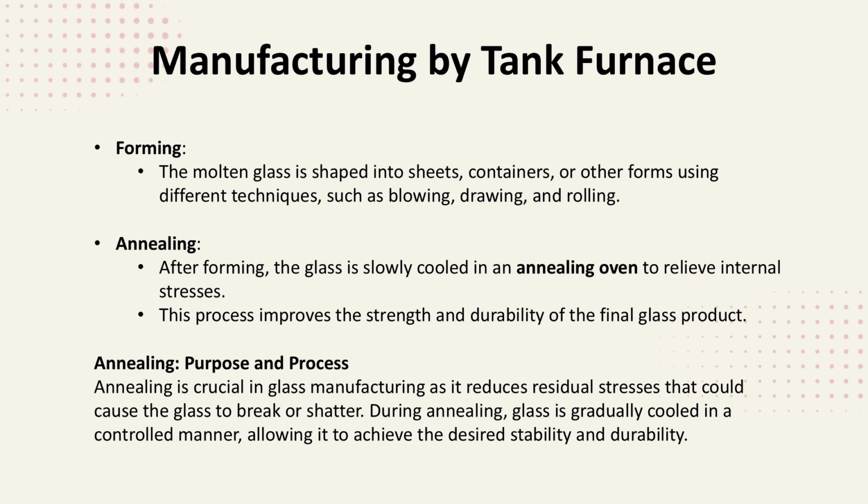Forming. Techniques such as blowing, drawing, and rolling shape the molten glass into sheets, containers, or custom forms. Annealing. After forming, the glass is gradually cooled in an annealing oven. This controlled cooling process relieves internal stresses, enhancing the strength and durability of the final product.